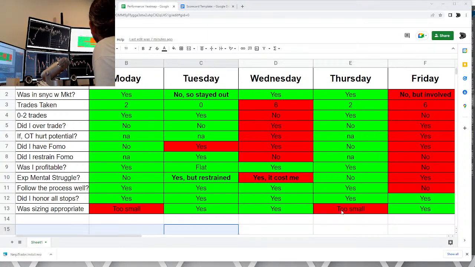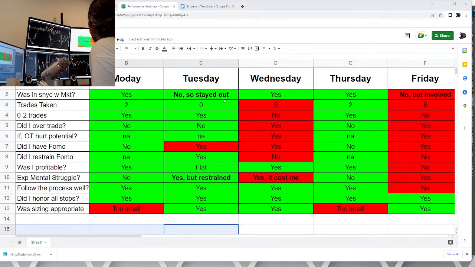Was sizing appropriate? Probably a little bit too small. I sized up a bit on the trades, but my stops were tight. And probably on my second trade, that was the one that I envisioned. I should have gone in larger on that one. Not going to beat myself up about it. It's a learning process. It's a process of perfecting your skill and refining what you're doing.